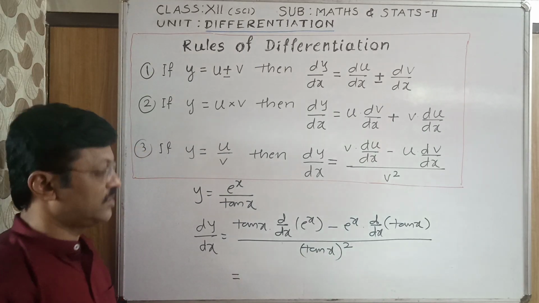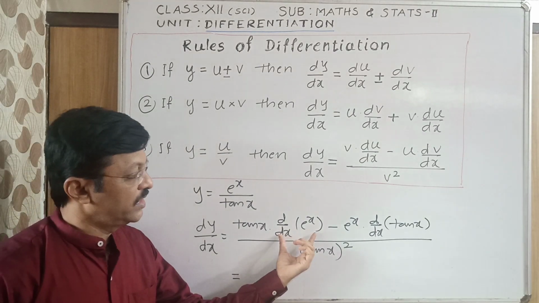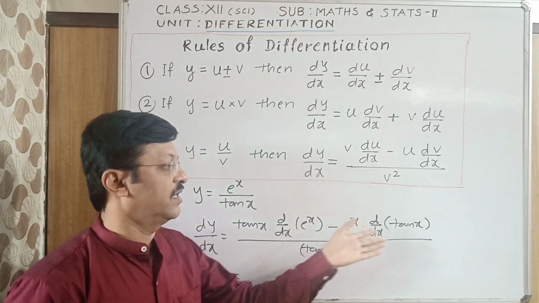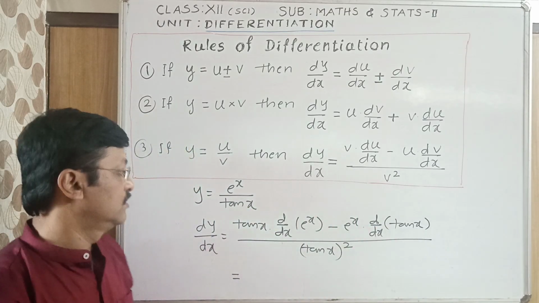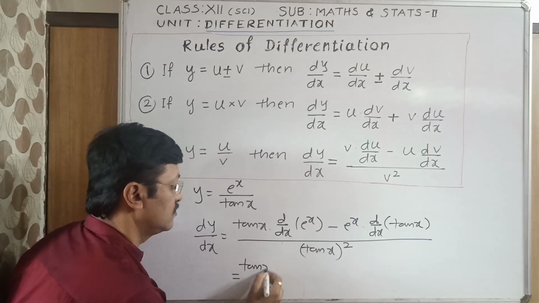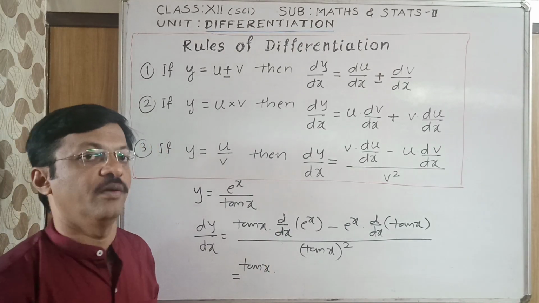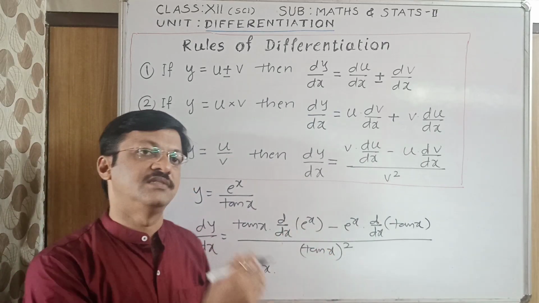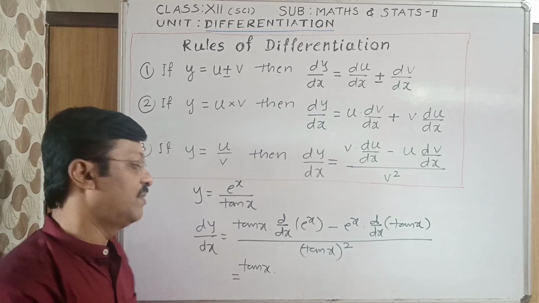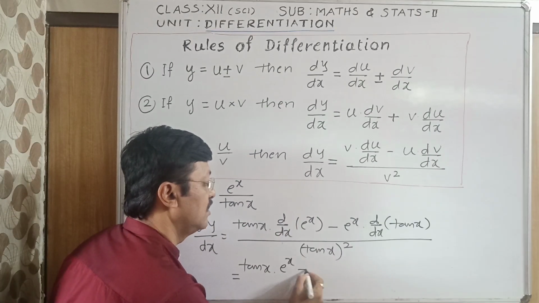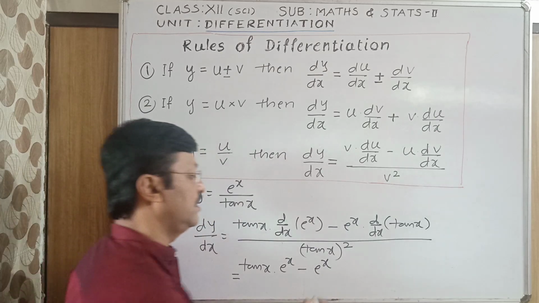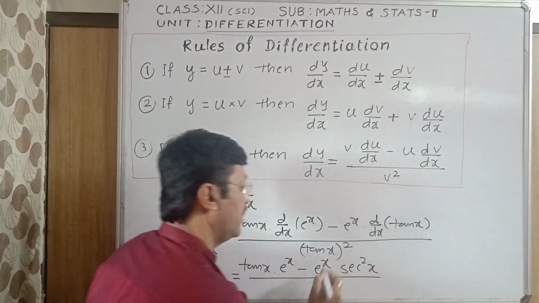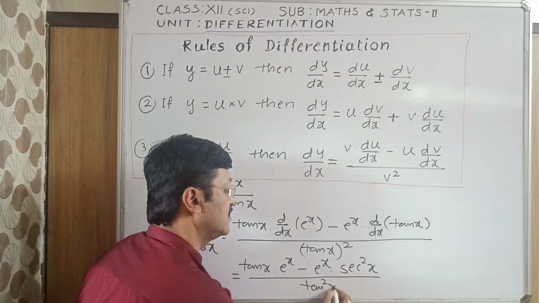Now you just have to solve these two things, d by dx of e raised to x and d by dx of tan x. If you know these two derivatives, you can write them easily and then the answer will be over. So tan x into d by dx of e raised to x. The derivative of e raised to x is simply e raised to x. E raised to x is a very special function. Its derivative is e raised to x itself, so you can easily remember that. So it is e raised to x minus e raised to x as it is, then d by dx of tan x is sec square x, and the whole divided by tan square x. This is the answer.